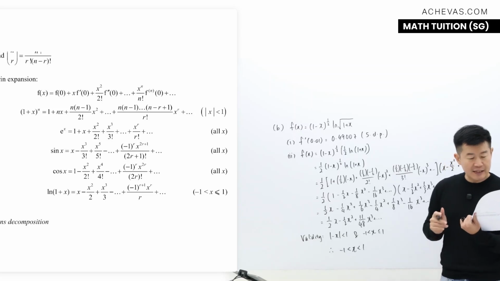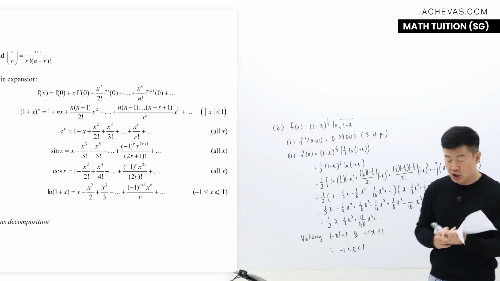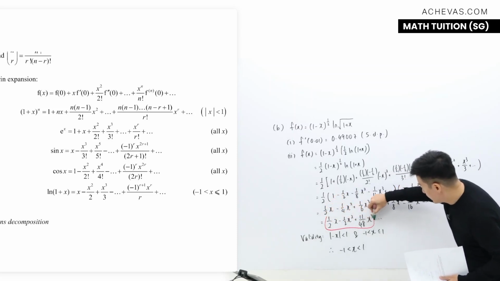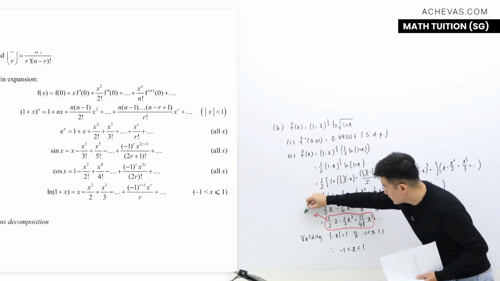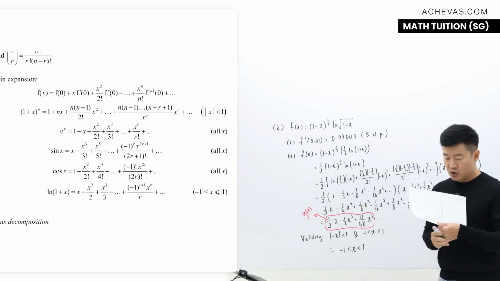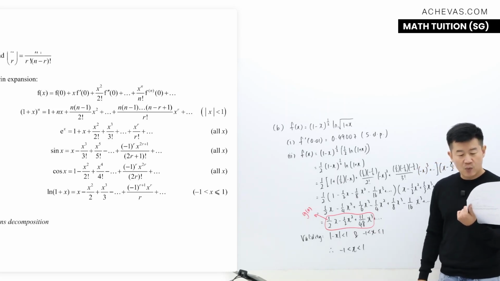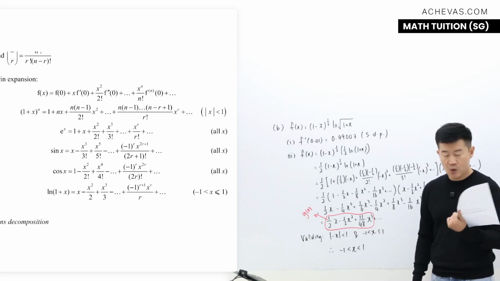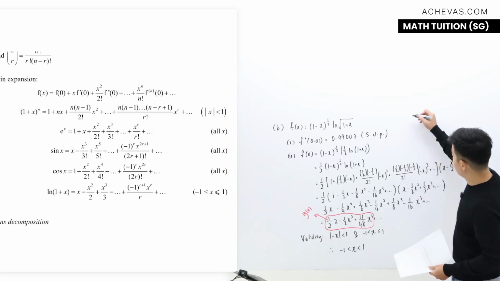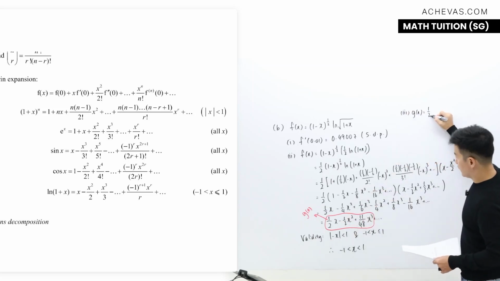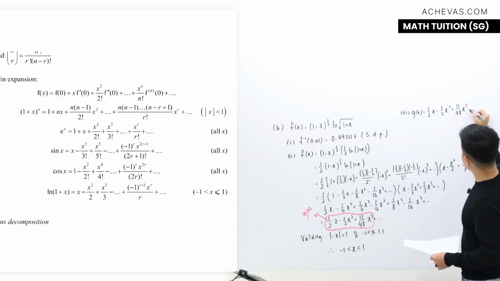Part 3. Part 3 denotes the answer in B part 2 as g of x. So we are going to be looking at this portion here, B part 2, as g of x. With this portion as g of x, the question requires us to hence find g prime of x when x is equal to 0.01. Let me write it down here. So part 3. g of x is going to be equal to 1 over 2x minus 1 over 2x squared plus 11 over 48 x to the power of 3.